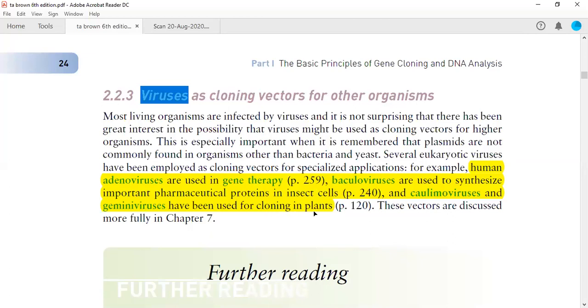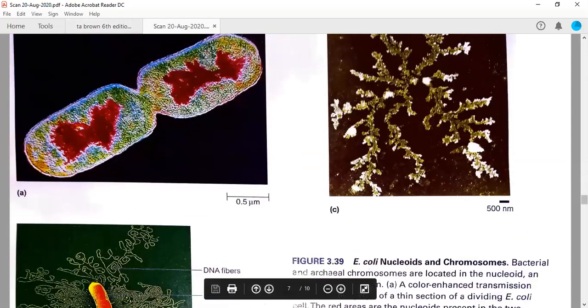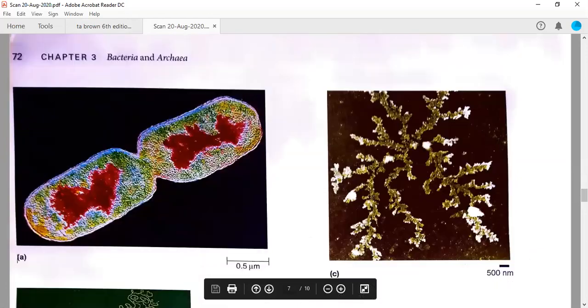So this is one paragraph, and you can remember these names. Adenoviruses are used in gene therapy. Baculoviruses for insect cells. And these two categories, Polymovirus and Gemini viruses, are important for cloning in plants. After this, we will switch to the Pathfinder. So first of all, we will discuss this.